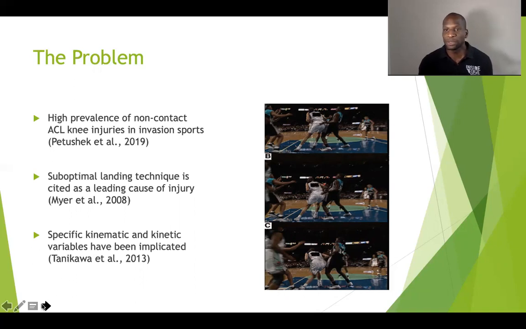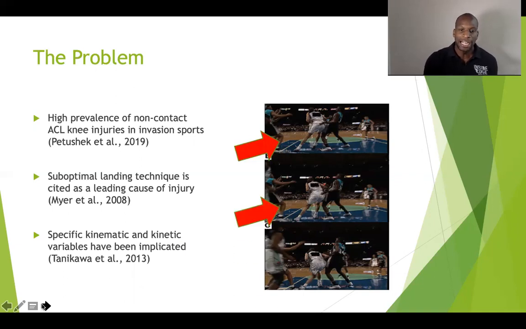We also have some specific kinematic and also kinetic data and variables which have been implicated in the genesis of this particular injury. And we can see in this picture here, this unfortunate female athlete lands from a jump, the knee goes into a valgus position and the rest is effectively history. She then goes on to develop a non-contact anterior cruciate ligament injury as a consequence of her suboptimal landing technique.